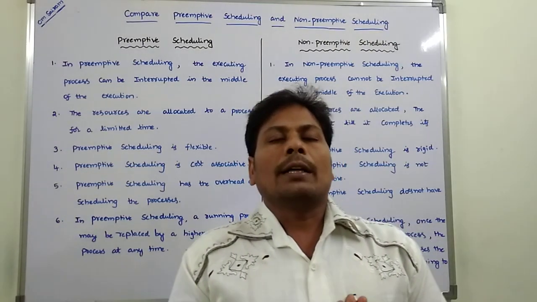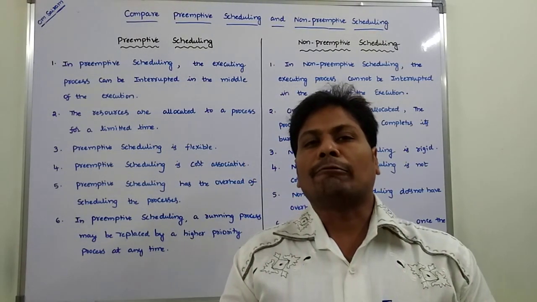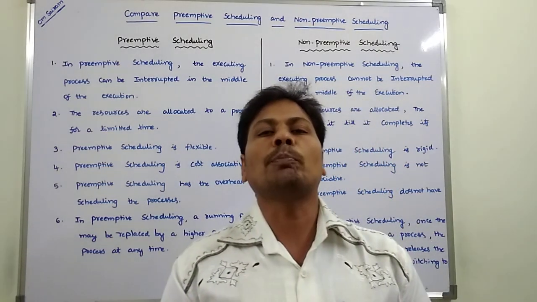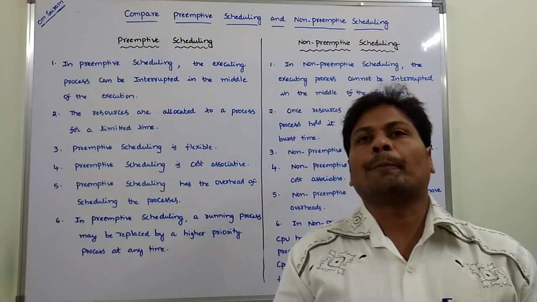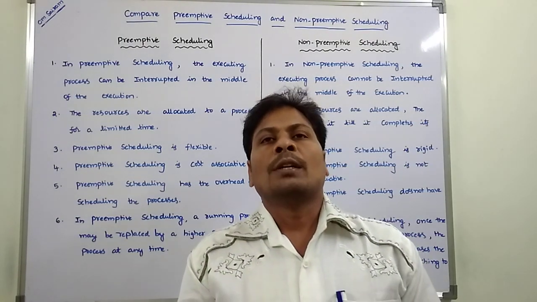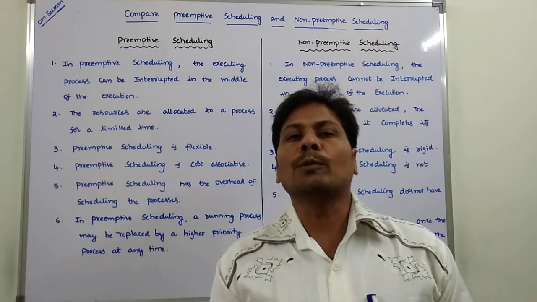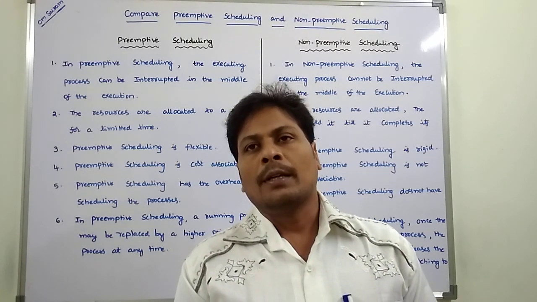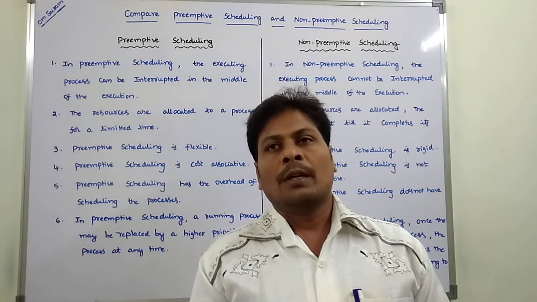Scheduling of a process can be done in two ways. One is preemptive scheduling and the second one is non-preemptive scheduling. Before that, first of all, what is scheduling? Scheduling is nothing but assigning the CPU to a process for its execution, and that is called scheduling of a process.